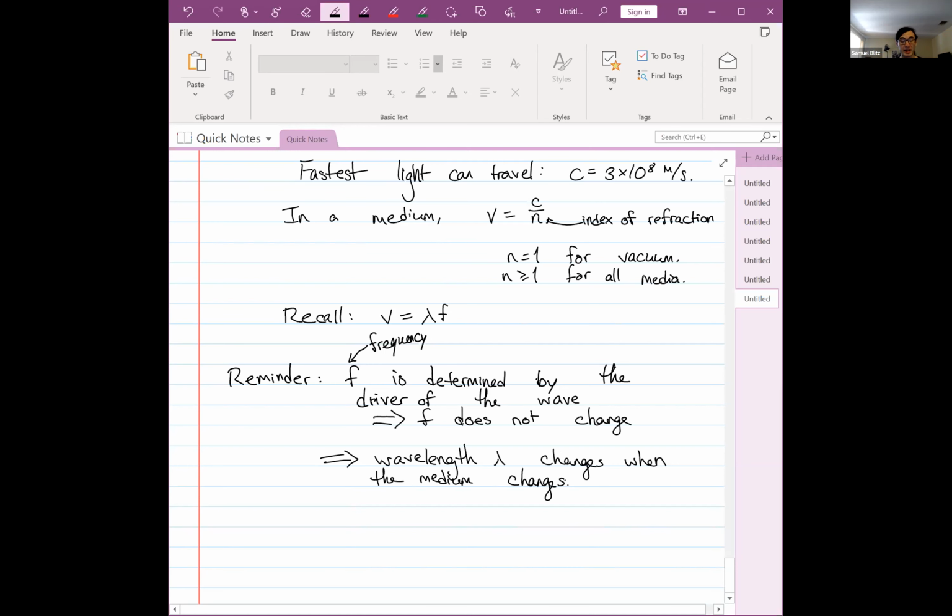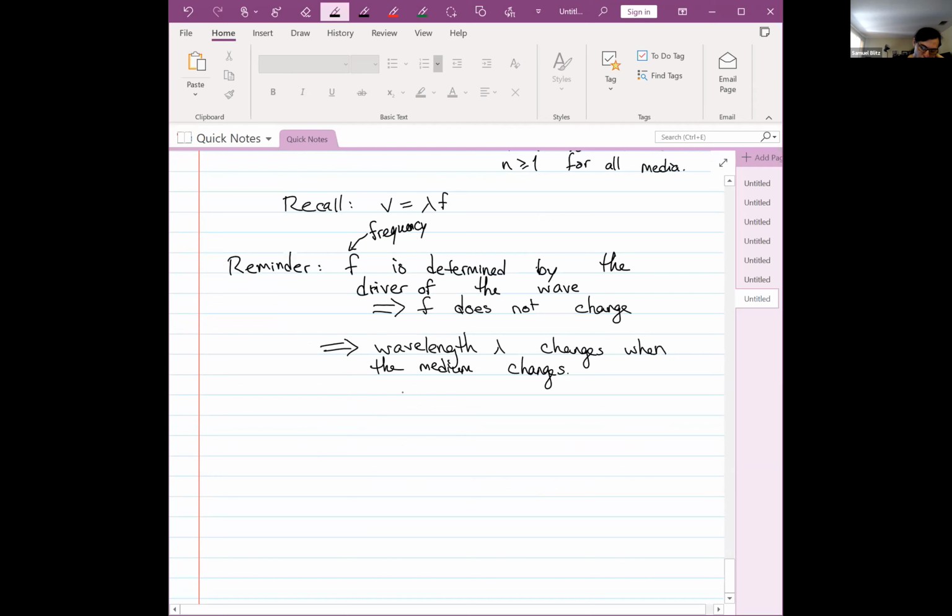Right, so the wavelength changes, but the frequency stays the same. And the wavelength changes in precisely the right way so that the speed that we would measure is the speed that we get from dividing the vacuum speed of light, c, by the index of refraction. So just to put this another way, the wavelength gets shorter when the light slows down.